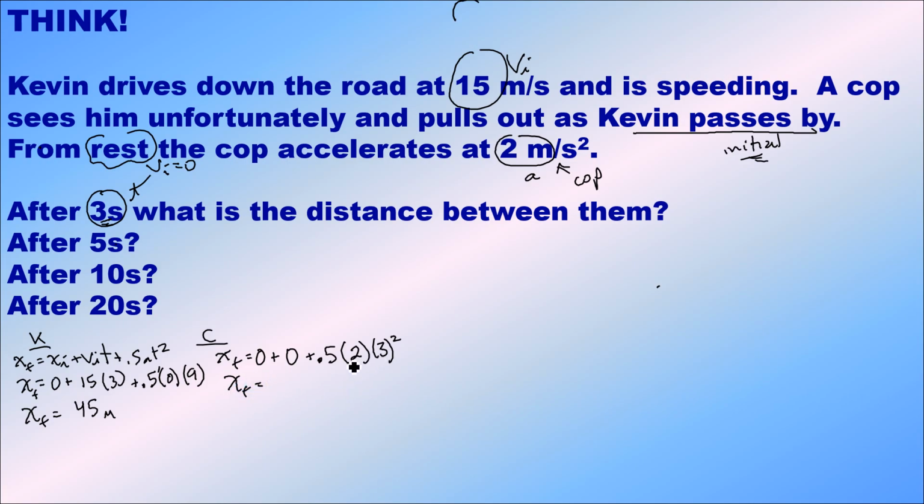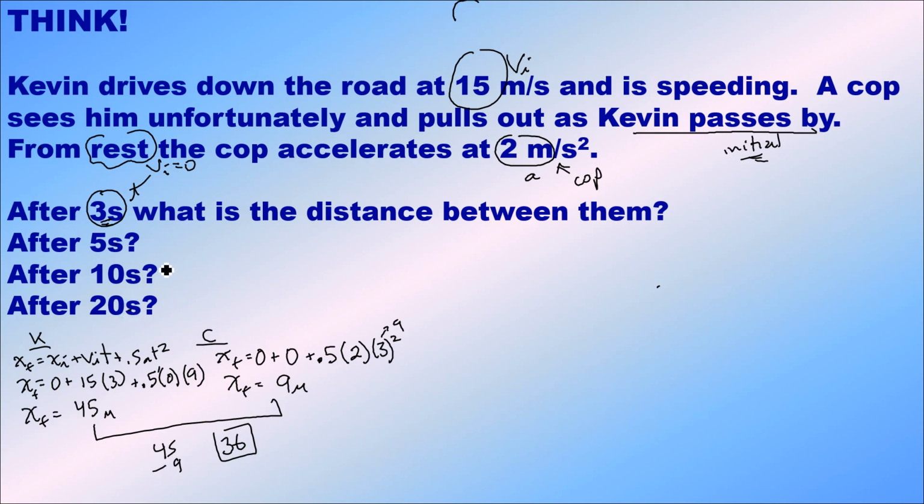Alright, so after 3 seconds, the cop, if we multiply all this, 3 squared is 9, and half of 2 is 1, times 9 is 9. So, the question asks, what is the distance between them? Well, I would subtract these two to get the distance between them. So, 45 minus 9 is 36. So we have 36 meters between them.